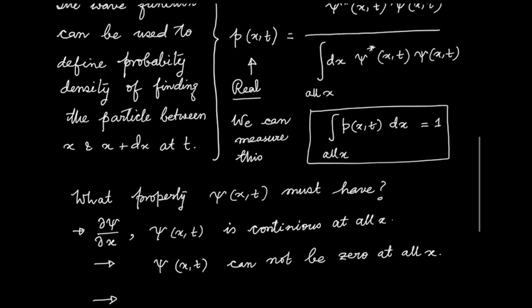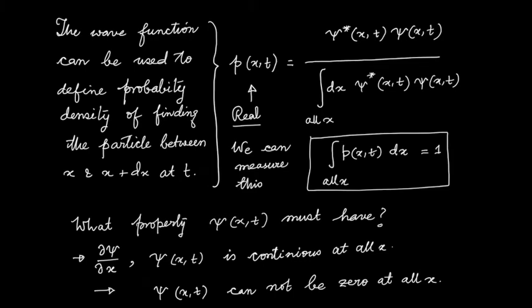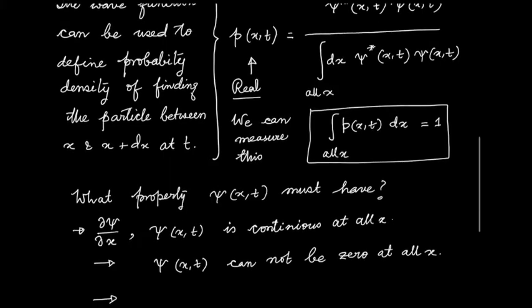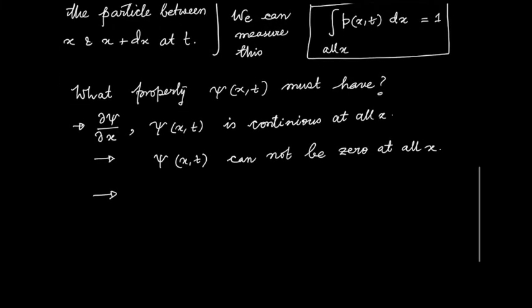Imagine psi being infinity at a given point, which means it is possible that the probability, if I integrate around that point, becomes infinite. So psi cannot be infinite at any point; it has to be finite at all points.